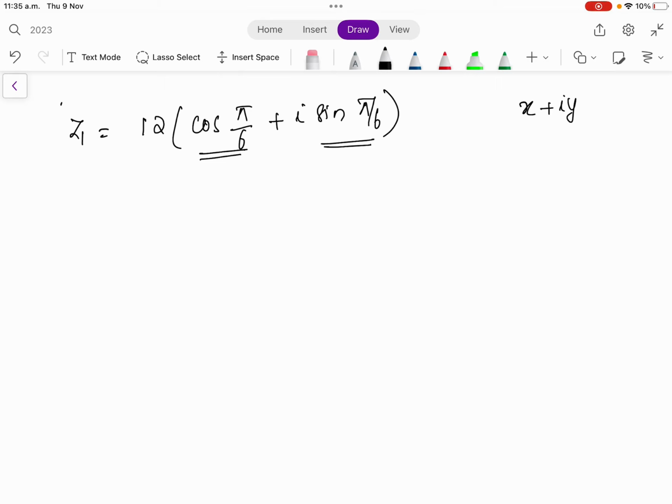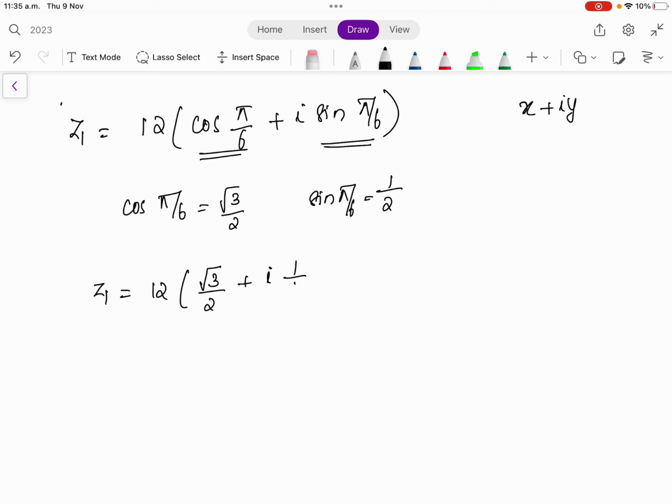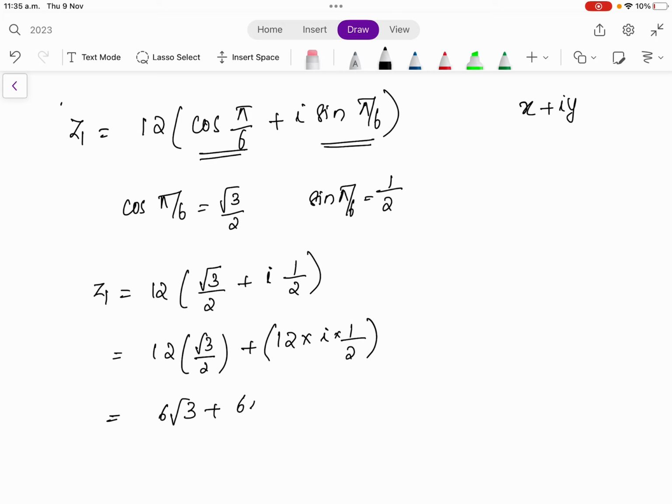So you find the values of these. Cos pi over 6 is root 3 over 2, and sine pi over 6 is 1 over 2. You can get it from the formula table, or you can use the calculator. Now we can write Z1 is equal to 12 times root 3 over 2 plus i times 1 over 2, which is 12 times root 3 over 2 plus 12 times i times 1 over 2, which is equal to 6 root 3 plus 6i.